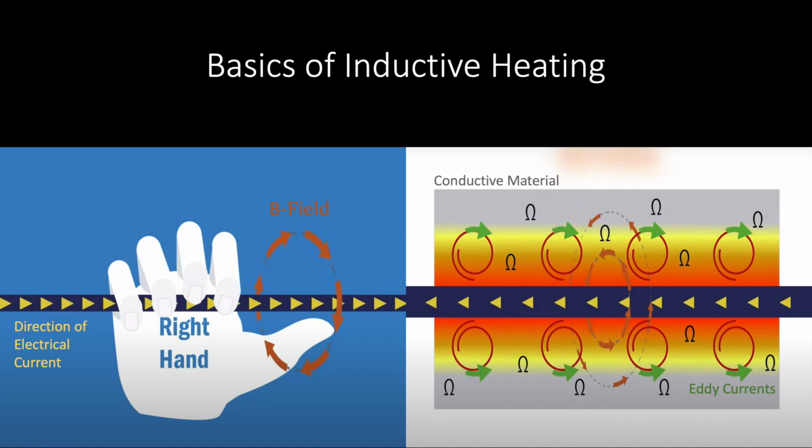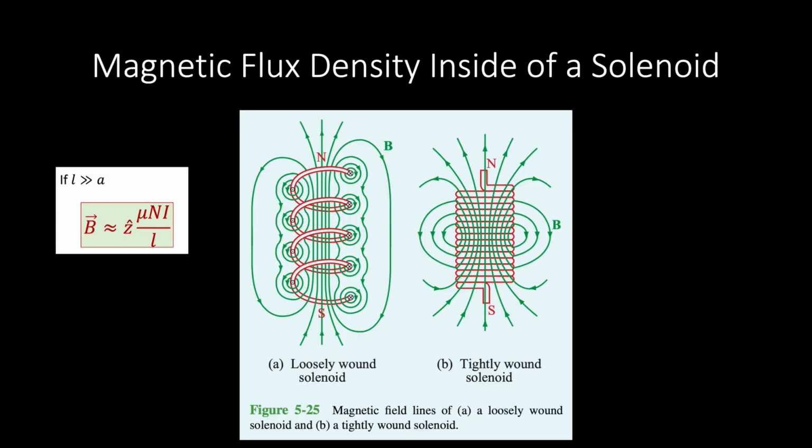This alternating magnetic field creates localized electrical currents within the conductive material called eddy currents. These eddy currents flow against the resistance of the conductive material, causing the conductive material to heat up. This is called Joule heating, which is what generates most of the heat in inductive heating.